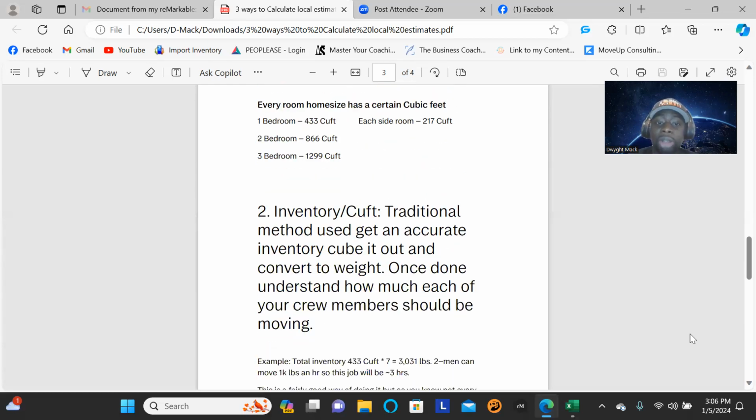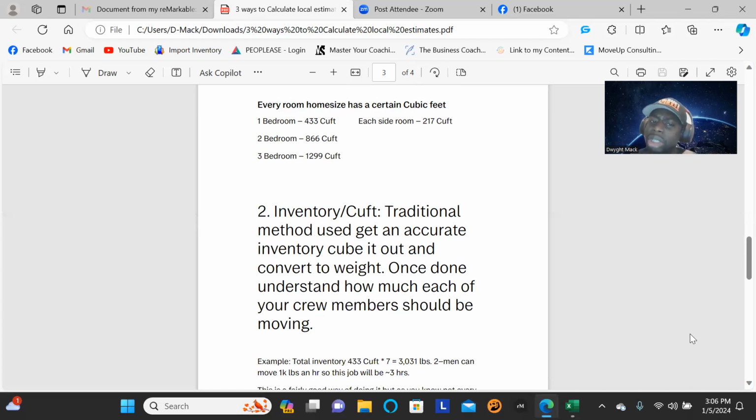So now part 2, you have the inventory of cubic feet. This is what we just mentioned, where you can basically take a cube sheet, take all the items down, and you can cube it out. Once done, understand how much each of your crew members can physically move. So now you have to know your output with this situation.